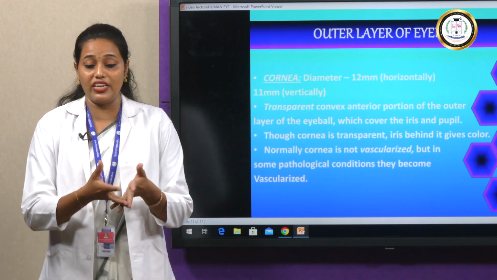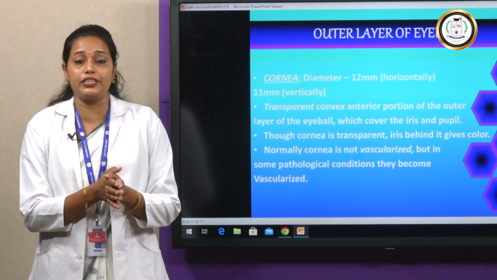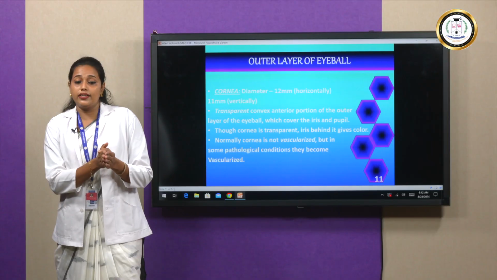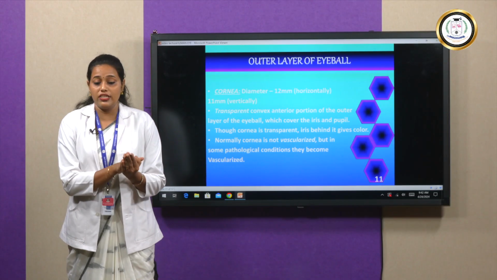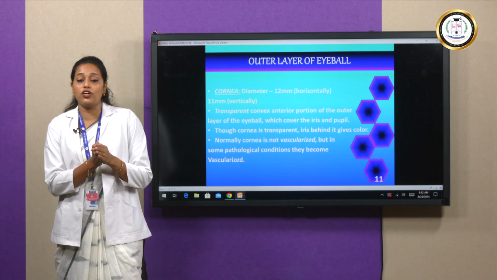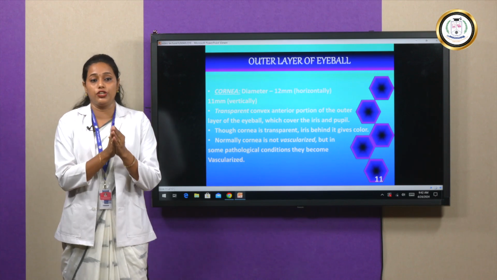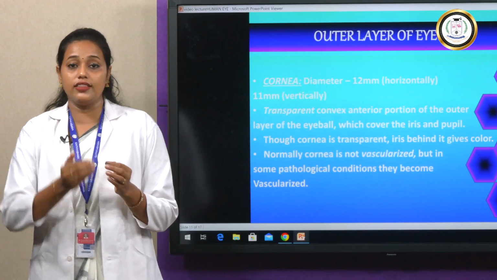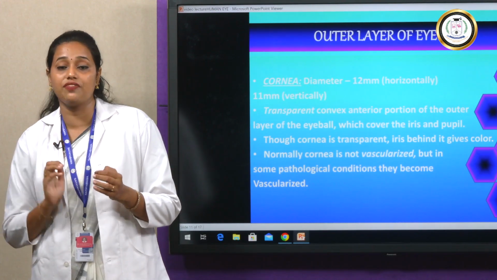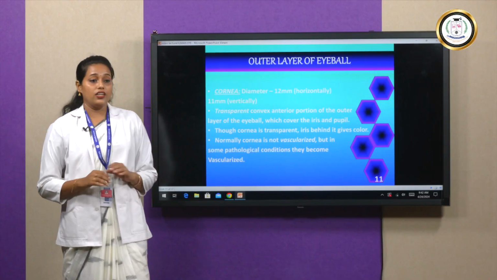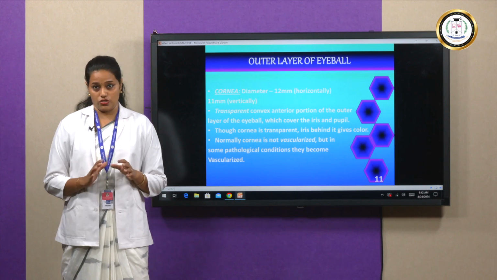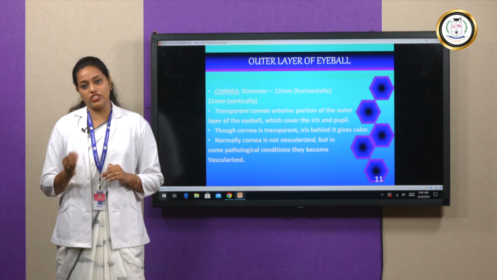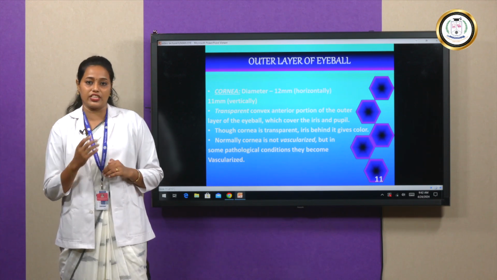For an example, we can take the very famous celebrity Aishwarya Rai. Her eye color is green. So it does not depend on the color of the cornea. It's because of the iris which is giving color to the cornea. So cornea is a transparent structure, but still the iris lying behind it is giving color to it. In general, cornea is not a vascularized structure, but in some pathological conditions, it tends to become vascularized.